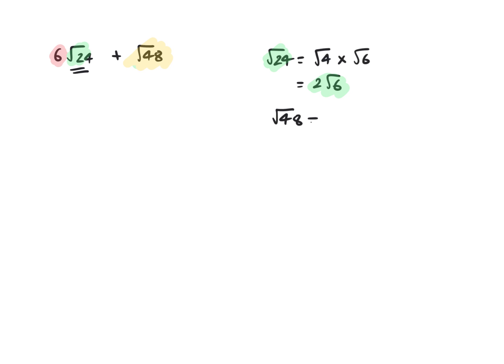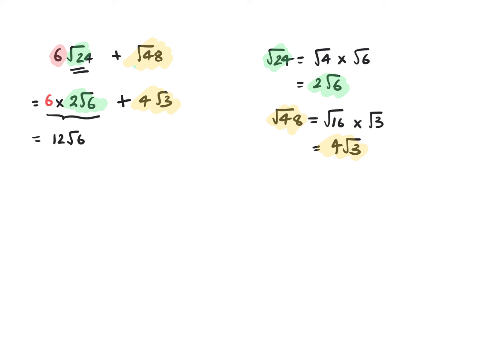Root 48. Now remember, we've talked about this one a lot. The biggest square factor of 48 is 16. So we want root 16 multiplied by root 3. So 4 root 3 is our most simplified version of root 48. So this then gives me 6 lots of 2 root 6. So there's my root 24. Plus, and instead of root 48, 4 root 3. And then a little bit of further simplification, 6 lots of 2 root 6. This part simplifies to 12 root 6. And then this part, I just have 4 root 3.